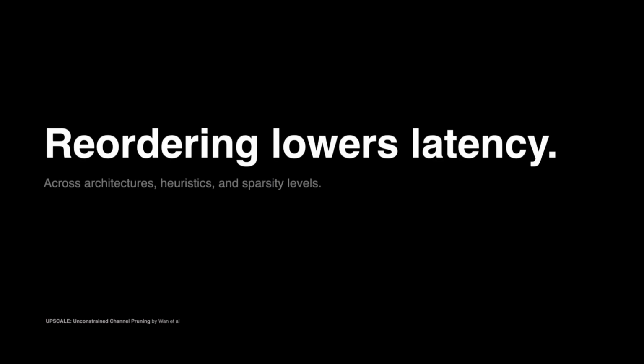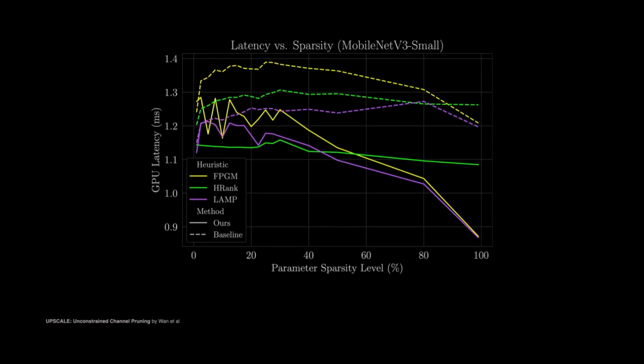Next, reordering channels lowers latency. In this figure, we benchmark MobileNet v3 inference latency. Along the x-axis, we have parameter sparsity level. On the y-axis, we have GPU latency. We want lower latency, so we want to be lower on this graph. The dotted line is a baseline unconstrained export, whereas the solid line is the latency for ours. In short, our exported models are significantly faster than the baselines.